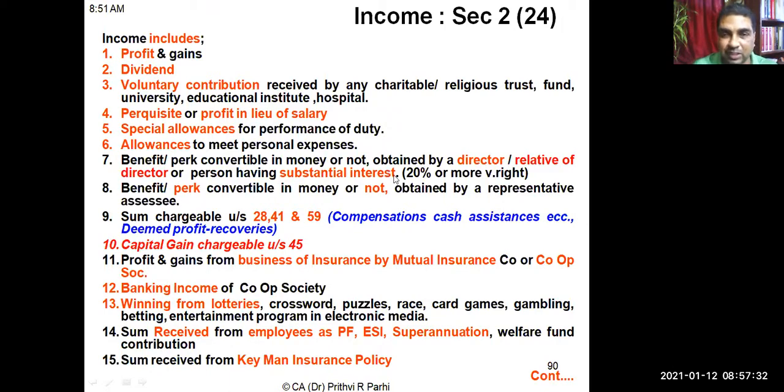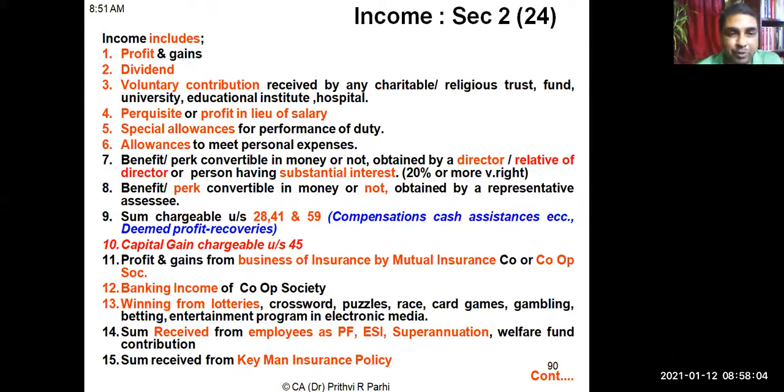A person having substantial interest means any person who is having 20% or more voting right. So let us say in a company, one shareholder is having 20% voting right, then he is a person with substantial interest. So if he is deriving some benefit, then that is his income. In case of a partnership firm, let us say his share of profit is 20% or more, then he's also a person of substantial interest.